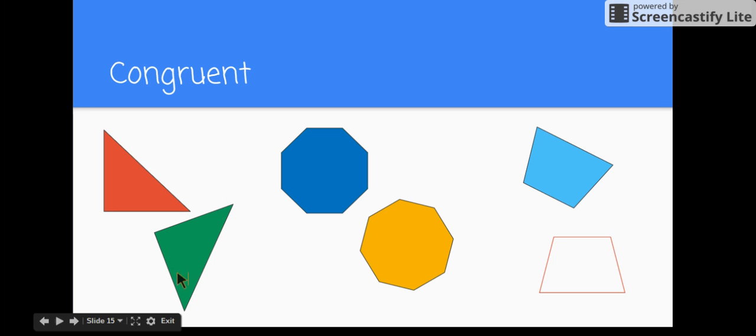It doesn't matter if the triangles are turned different ways or different color. As long as they are the same size and same shape, they are congruent. Along with these octagons are congruent, as well as these trapezoids.